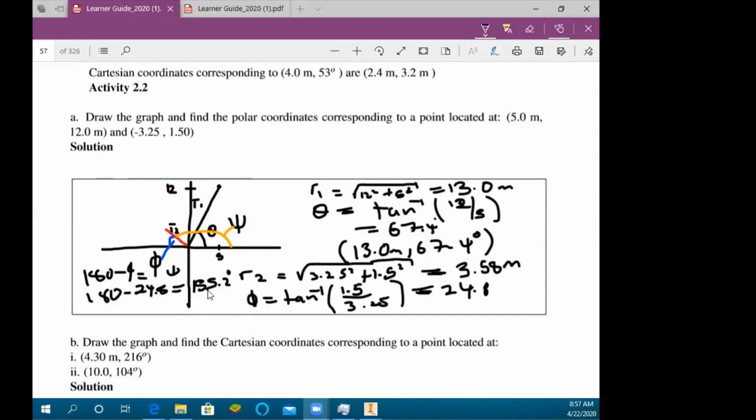So this is the angle that we get, 155.2, right? Yes, sir. And the magnitude of the line is 3.58. So in this case, I'm going to answer 3.58 meters and 155.2, right?